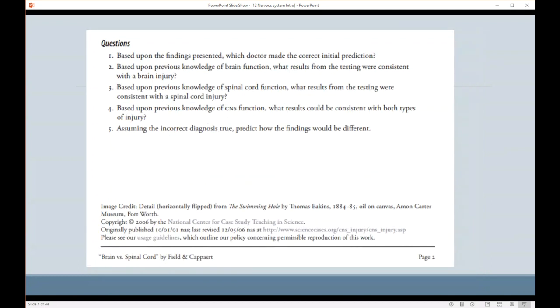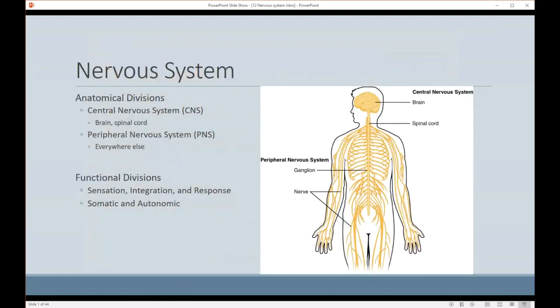So now we need to answer some questions. Okay, so based upon those findings that were presented, which doctor made the correct initial prediction? Based upon previous knowledge of brain function, what results from the testing were consistent with the brain injury? And based upon previous knowledge of spinal cord function, what results from the testing were consistent with the spinal cord injury? And based upon your previous knowledge of CNS function, what results would be consistent with both types of injury? Assuming the incorrect diagnosis is true, predict how the findings would be different. Okay, so that's going to be your discussion posts for this week.